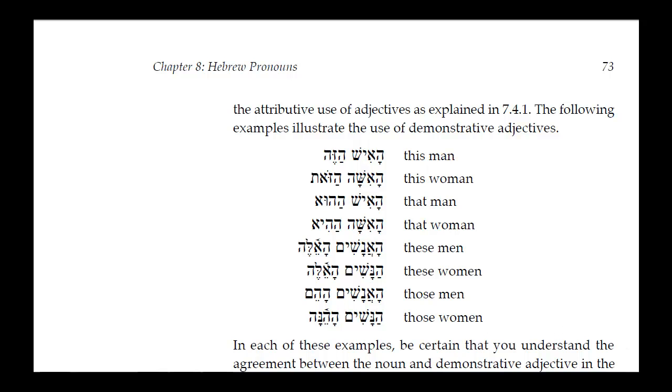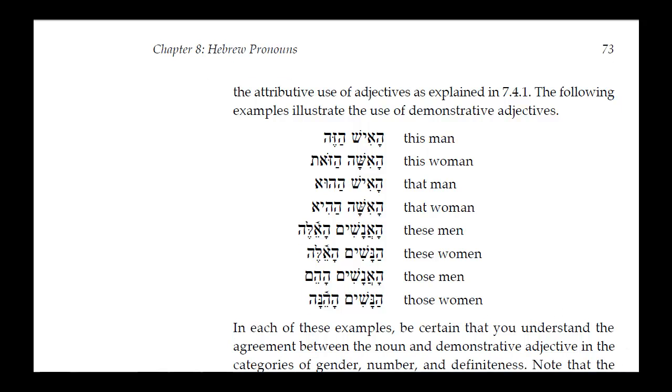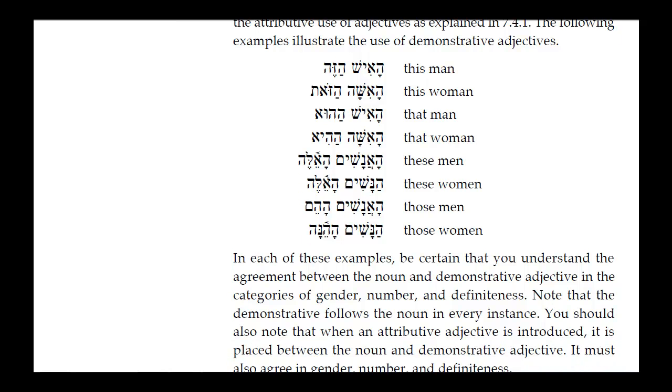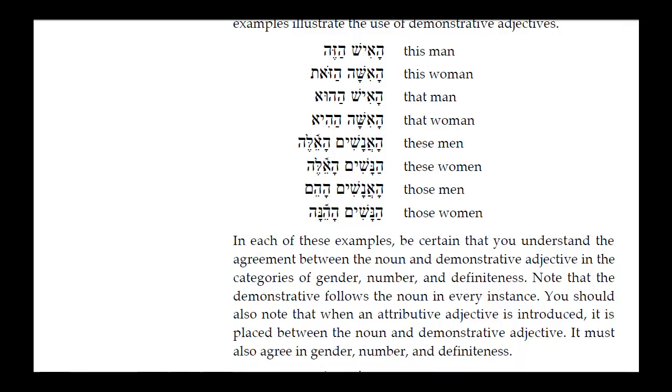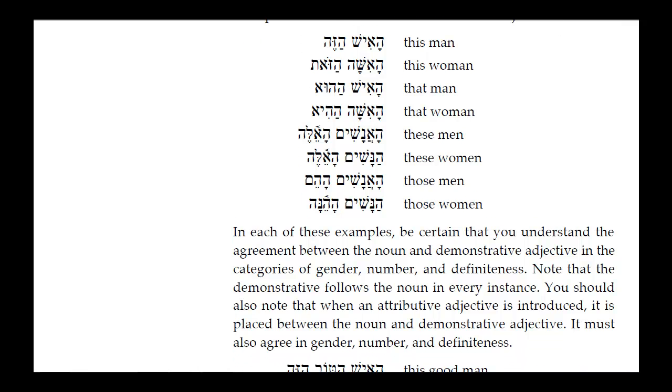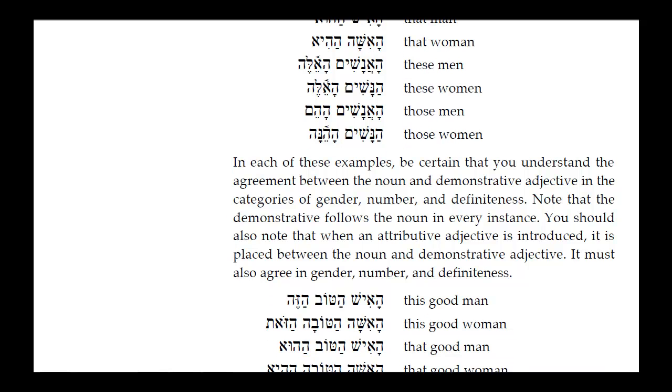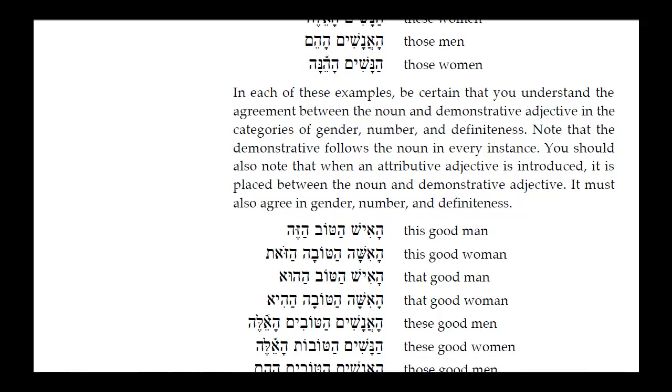So in each of these examples, be certain that you understand the agreement between the noun and the demonstrative adjective in the categories of gender, number, and definiteness. Note that the demonstrative follows the noun in every instance. You should also note that when the attributive adjective is introduced, it is placed between the noun and the demonstrative adjective, and it must also agree in gender, number, and definiteness. Here are some examples of this.